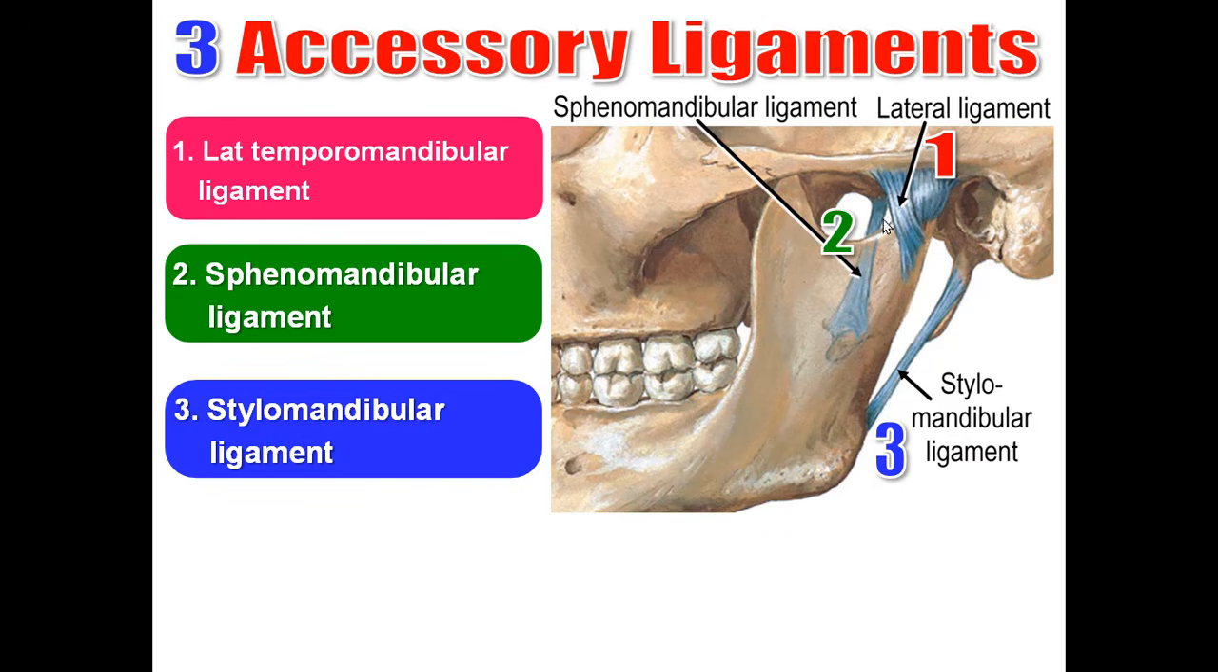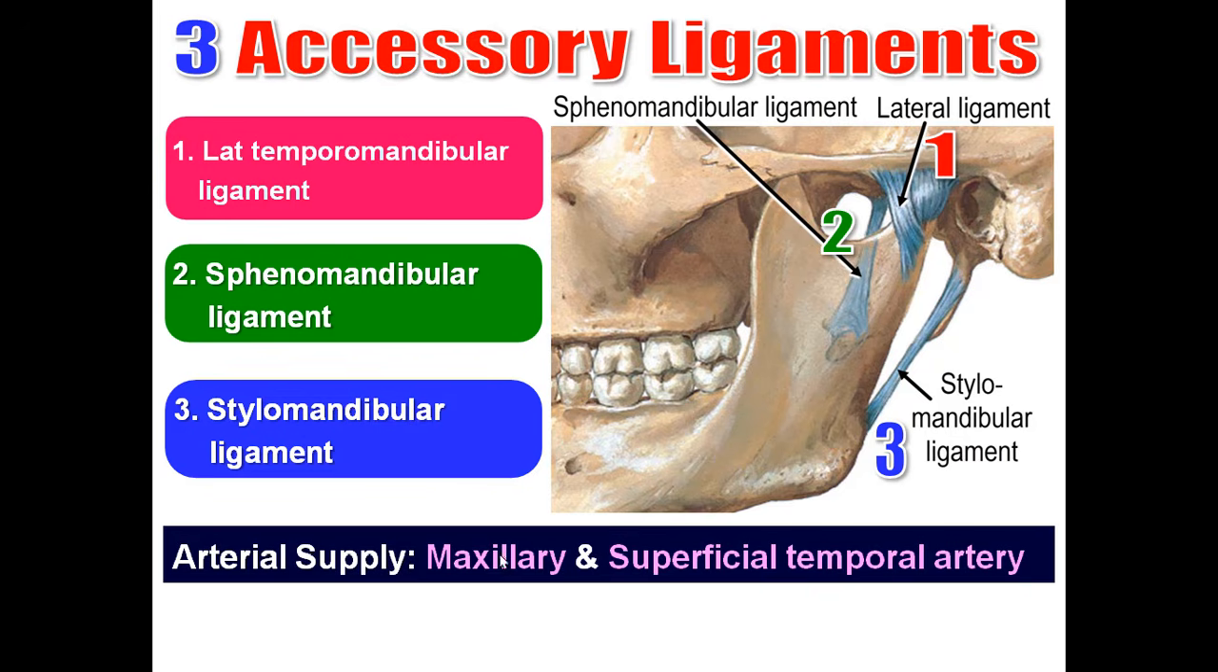So the three ligaments, temporomandibular ligament, sphenomandibular ligament, and the stylomandibular ligament. Temporomandibular ligament from the articular tubercle to the neck, the sphenomandibular ligament from the spine of the sphenoid to the lingula, stylomandibular ligament from the styloid process to the posterior border of the angle of the mandible.